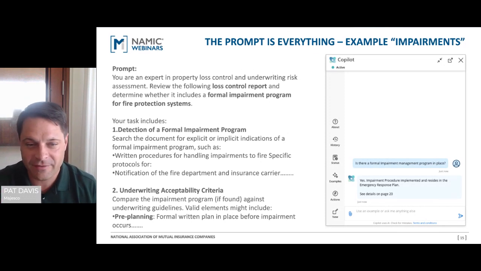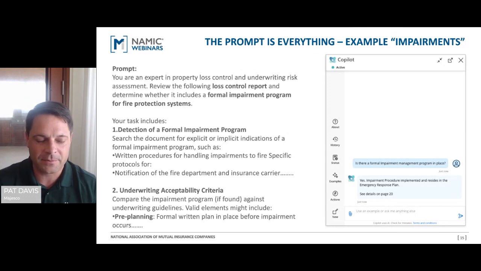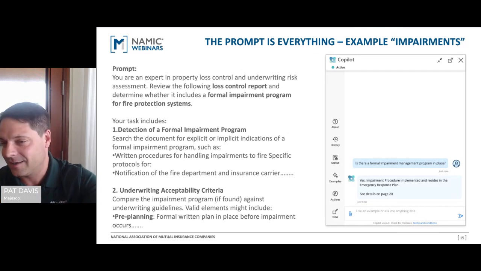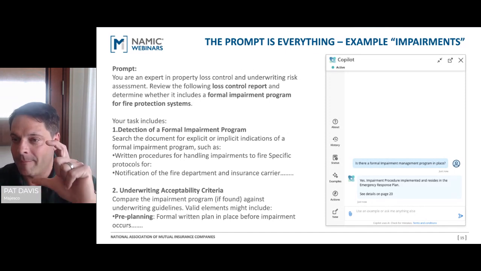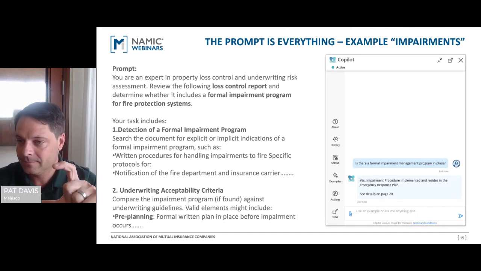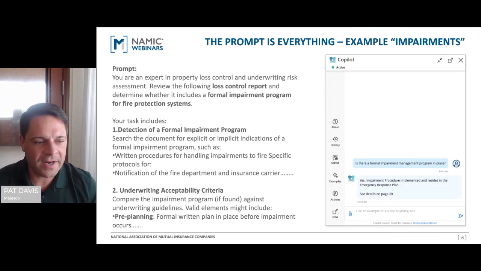Again, we're telling the generative AI, your task includes detection of a formal impairment program. Search the document for explicit or implicit indications of formal impairment programs, such as written procedures for handling impairments to fire-specific protocols for the notification of the fire department and insurance carrier. I put the ellipsis here because point 1 was over a page long. It was the specific underwriting guidelines for what an impairment program must include for that insurance carrier's property program. Point 2, underwriting acceptability criteria. Compare the impairment program against underwriting guidelines. Valid elements might include pre-planning, formal written processes, et cetera.